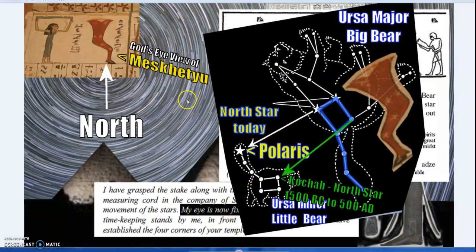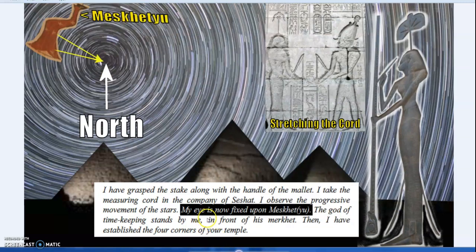Mesketu, it is the Big Dipper. The reference is in regards to these other features, and Seshat stretching the cord, eye fixed upon Mesketiu, and the northern alignments, which can be found in all pyramids. So they're all aligned northeast, with one or two exceptions, but of all of the great pyramids, their entrance is to the north.